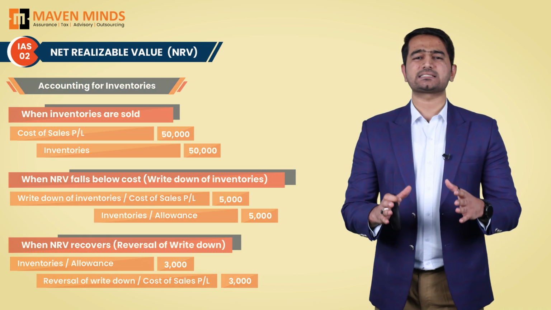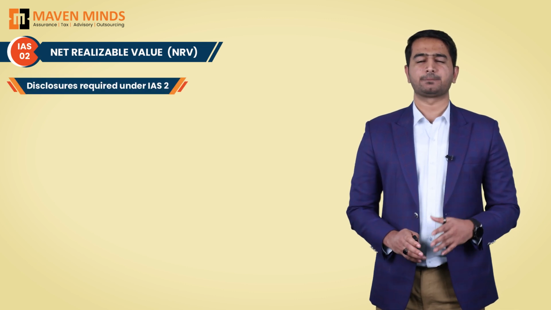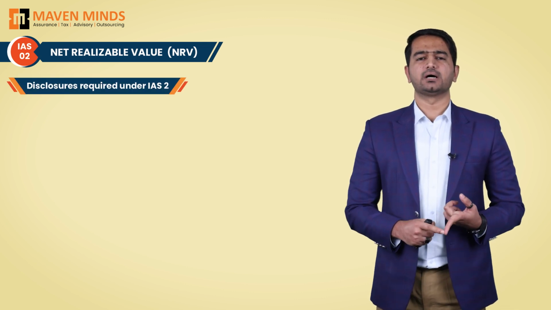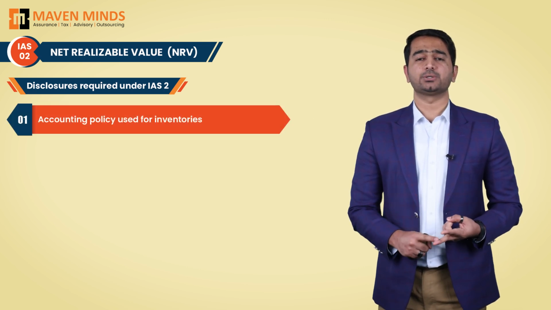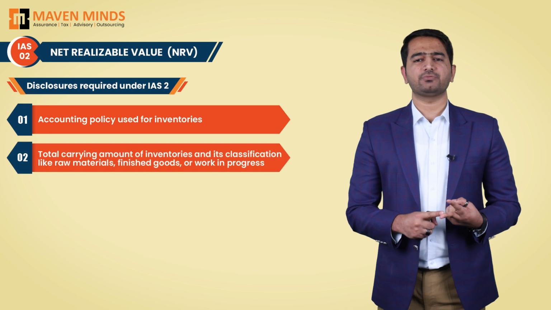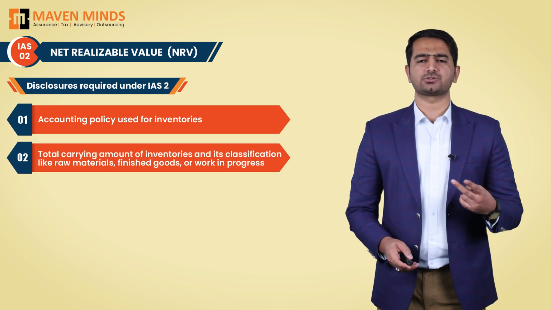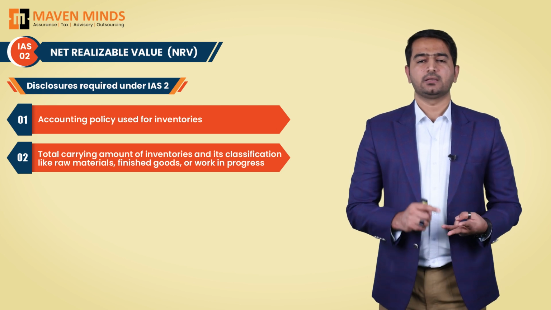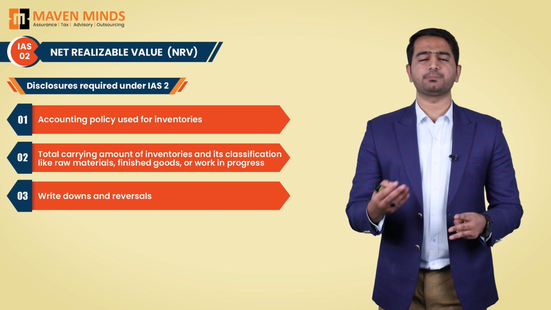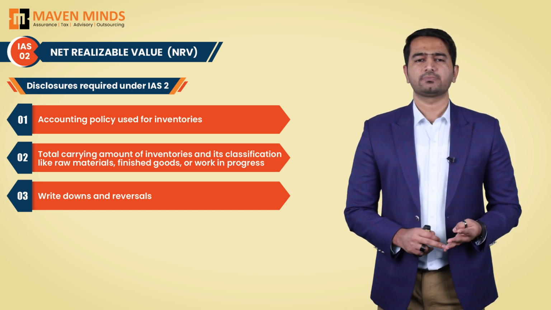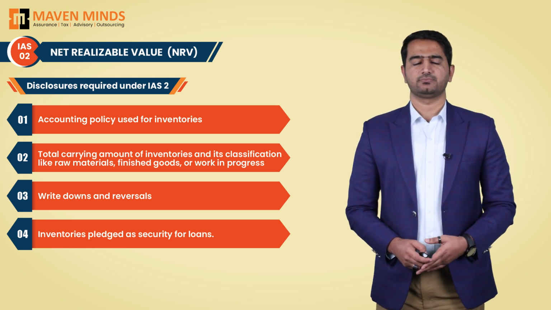IAS 2 also requires clear disclosures about inventories in the notes to the financial statements, including number 1, the accounting policy used for inventories. Number 2, the total carrying amount of inventories and its classification, like raw material, finished goods, or work in progress. Number 3, write downs and reversals recorded during the period. And number 4, if any inventories are pledged as security for some loans.